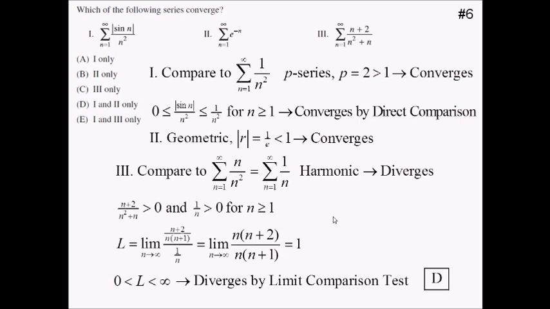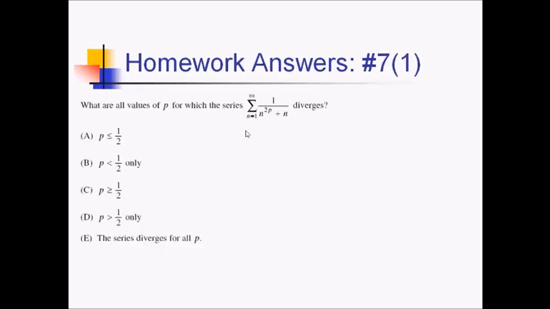For this problem, we're trying to figure out all p-values for which this series diverges. Now, looking at the answer choices here, it looks like everything revolves around 1/2. So what's happening when p equals exactly 1/2 here? That's a good question to ask. If p is 1/2, 2 times 1/2 is just 1. So this would be n plus n, or 2n. That's vaguely harmonic, which would make the series diverge.